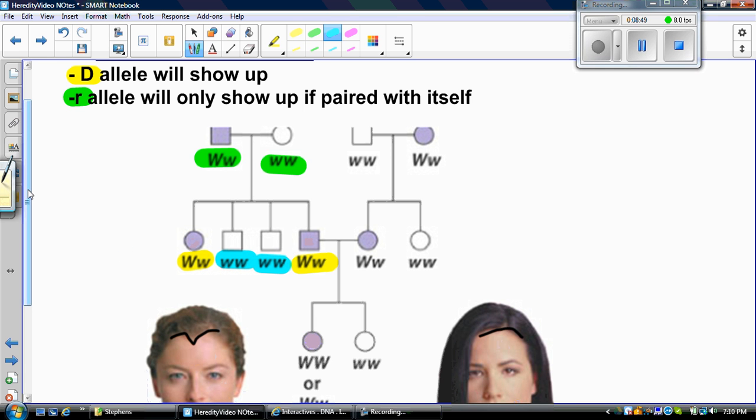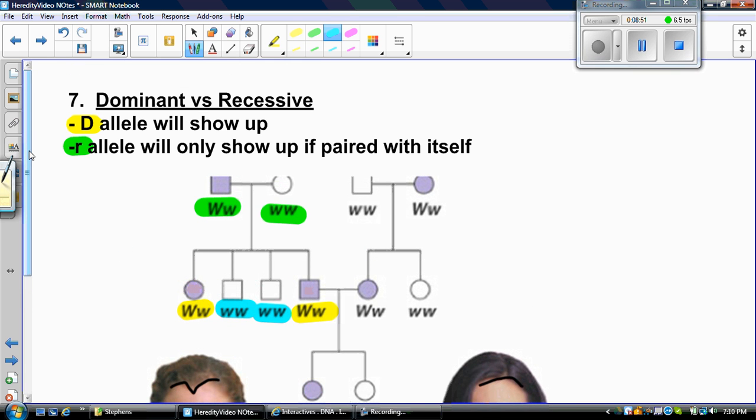Okay, so that's how traits are inherited from each parent. Each parent gives one allele that codes for a trait, and that's how traits are passed on.